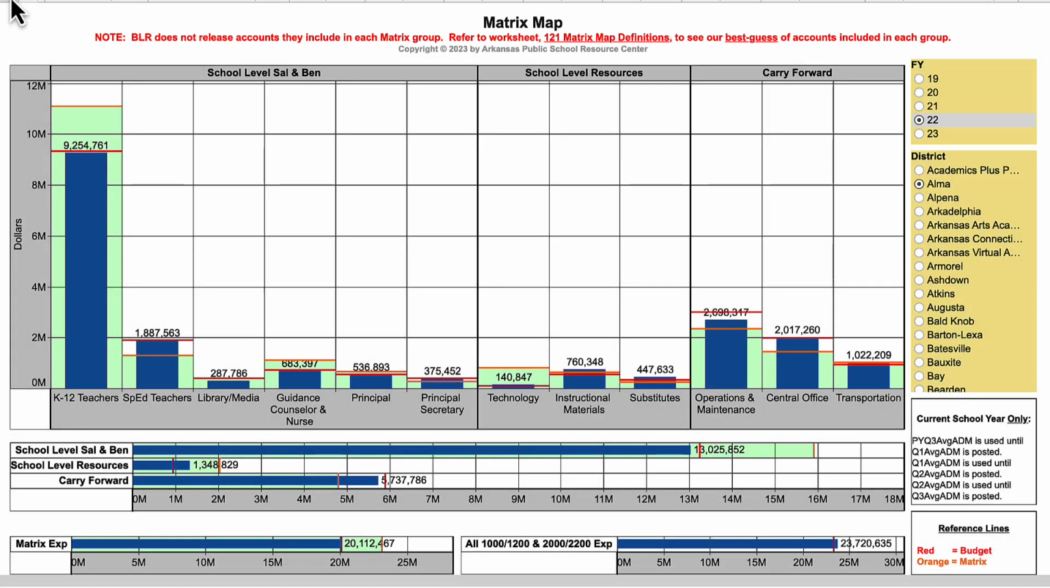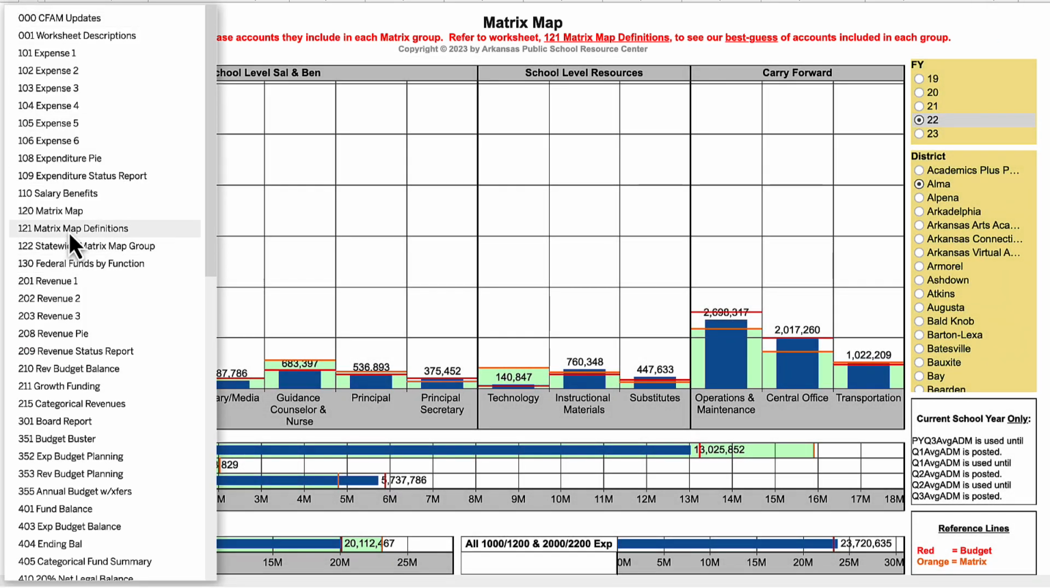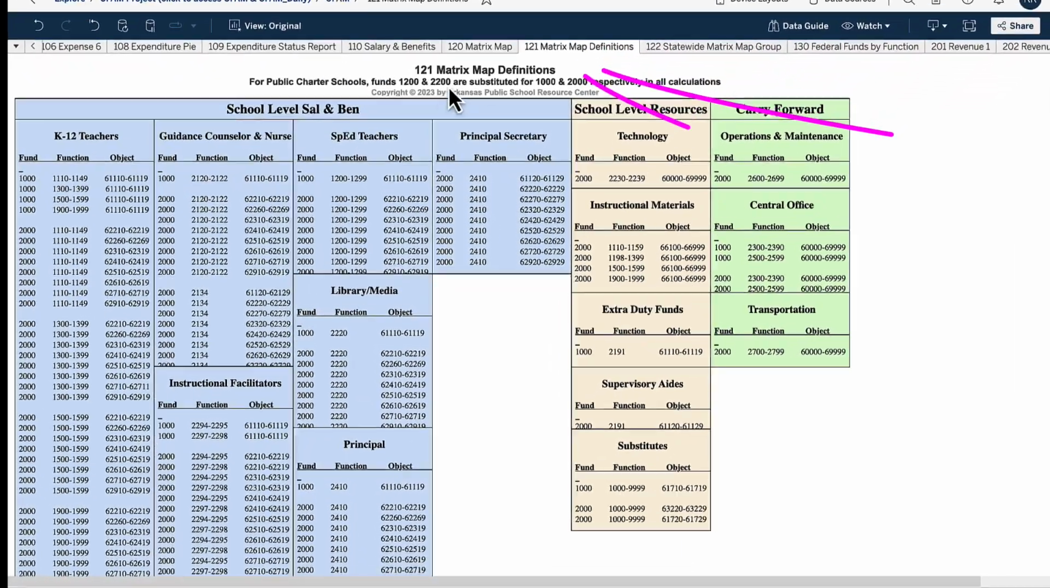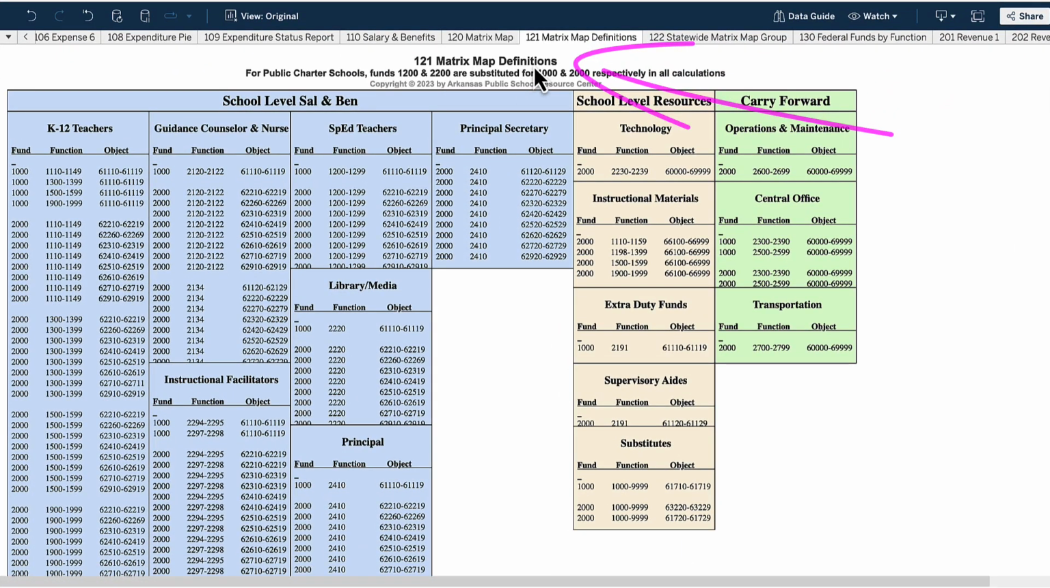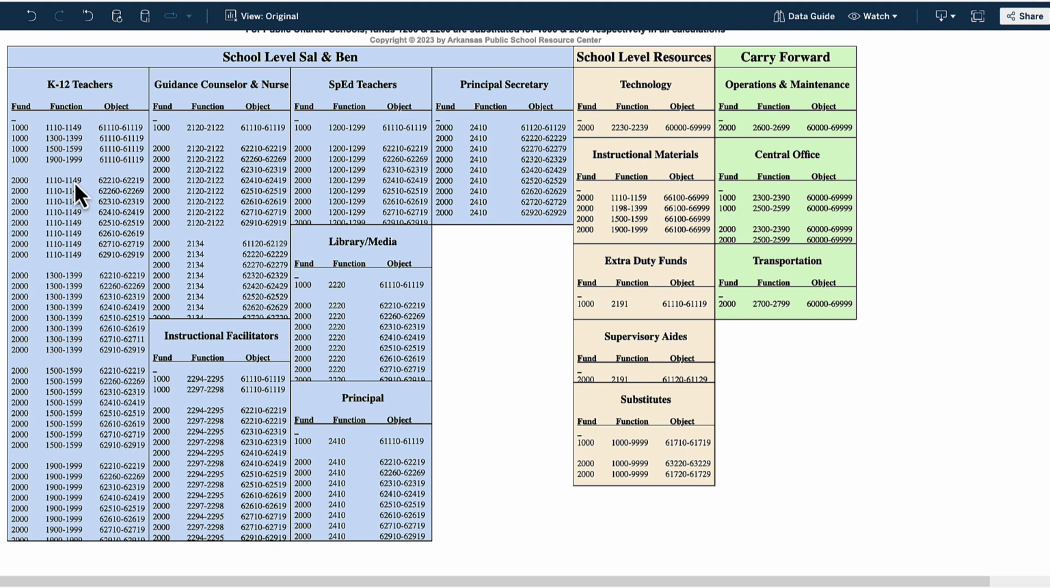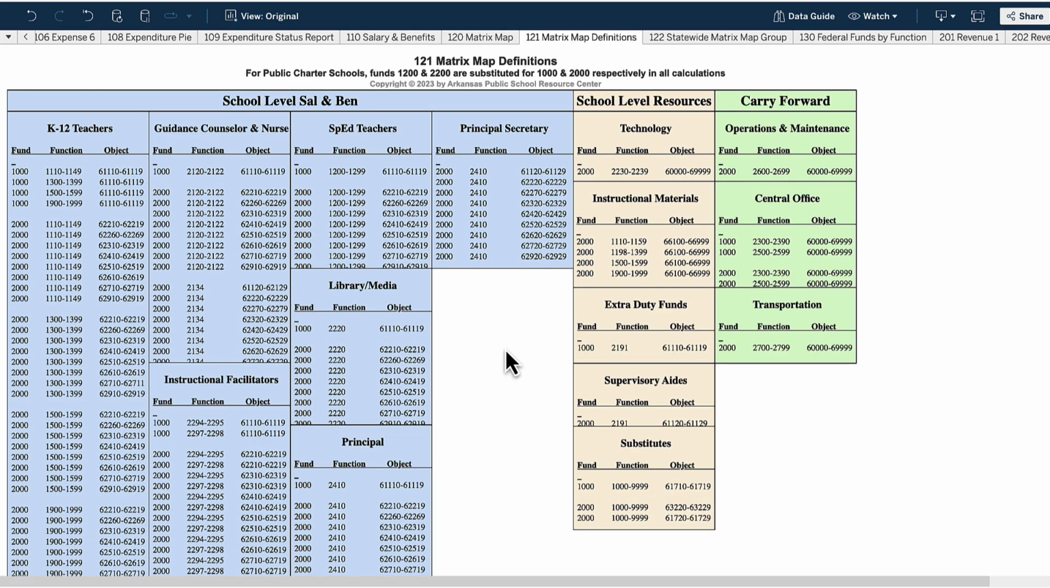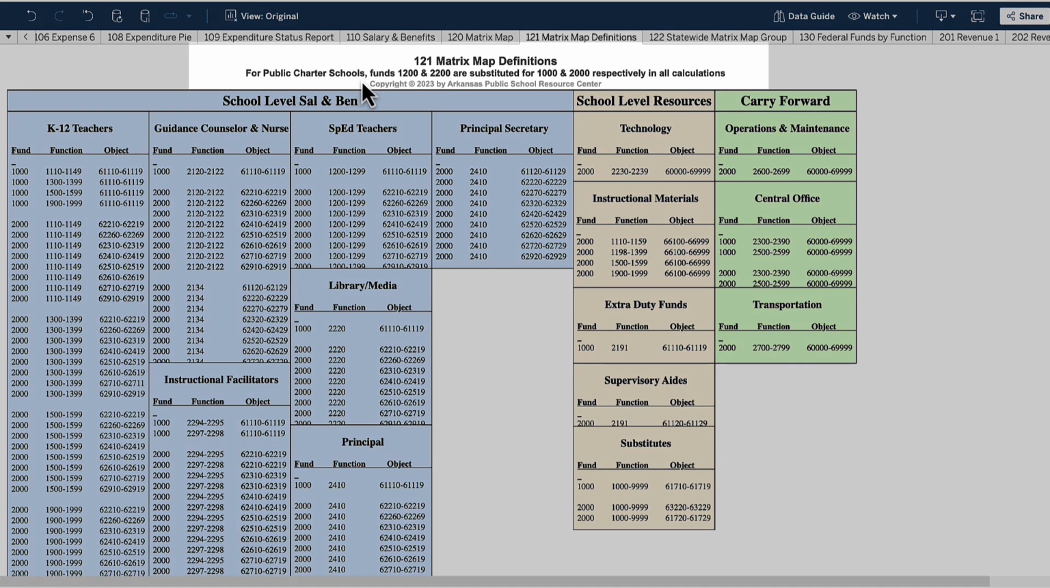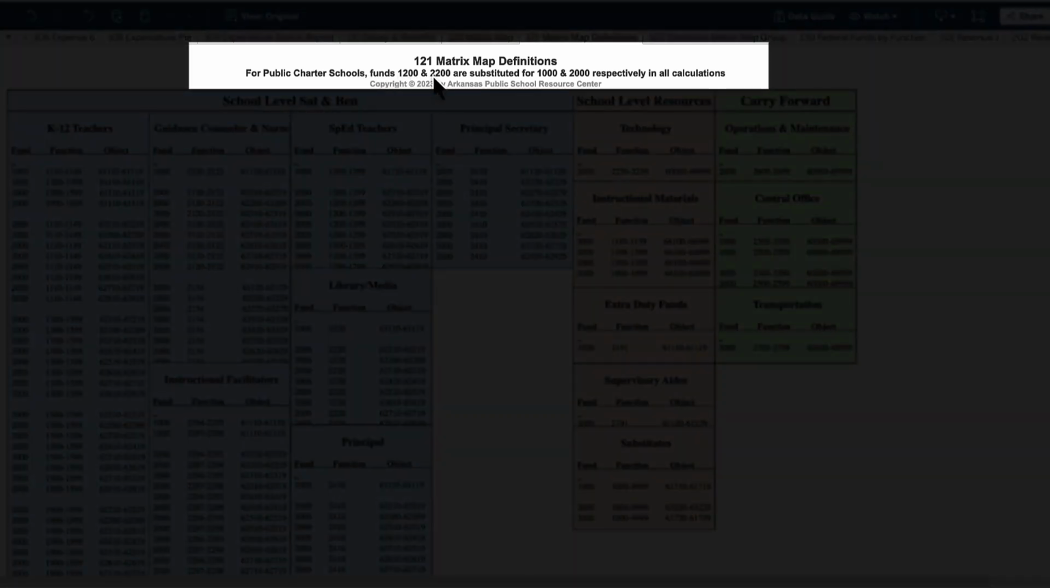You can look at matrix map 121, which is the second one we'll be covering today. In matrix map 121, matrix map definitions, we're going to give you all of the code, fund, function, and object in each of those categories that go into school level salary and benefits, that go into school level resources, and go into carry forward. So you can see what codes that we pulled. Obviously, if you have any suggestions or ideas on how to improve that, we certainly would take a listen. Also note there that for charter schools, funds 1,200 and 2,200 are substituted for 1,000 and 2,000.